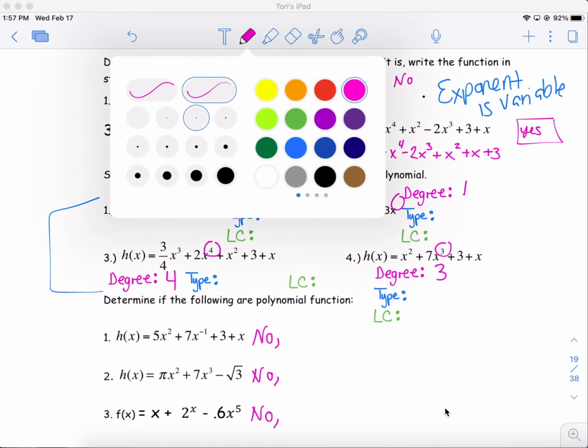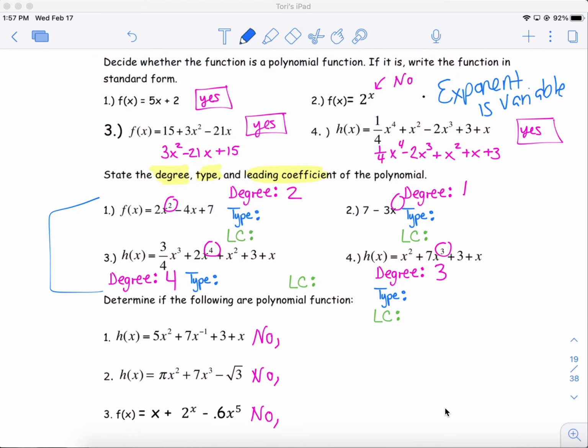When I do my type, that is the name of the type of problem with that degree. So in this case, on number 1, quadratic, because it has an exponent of 2.